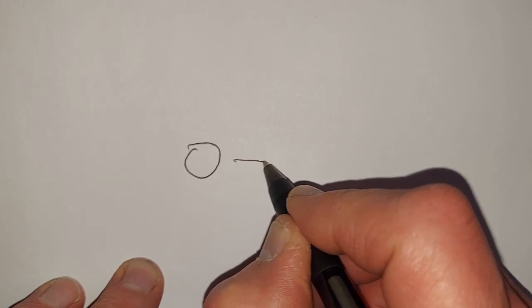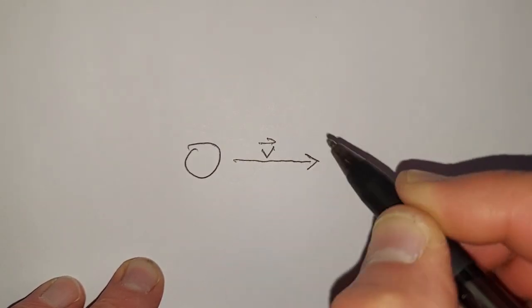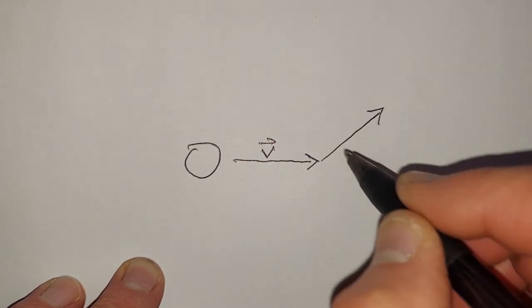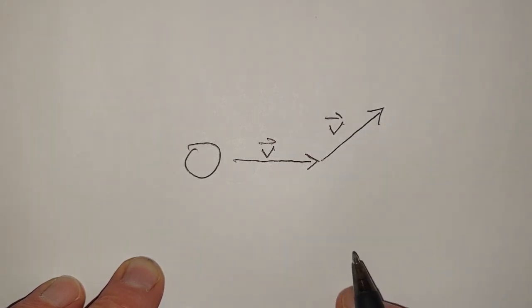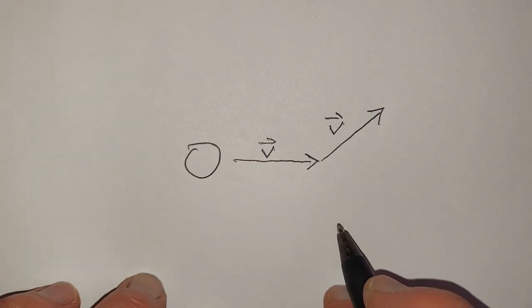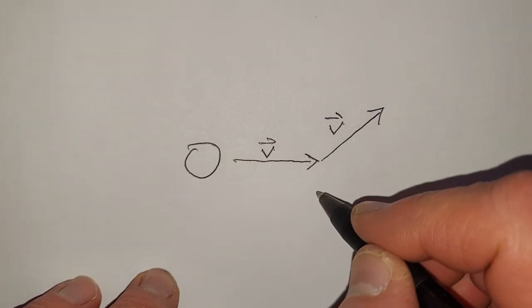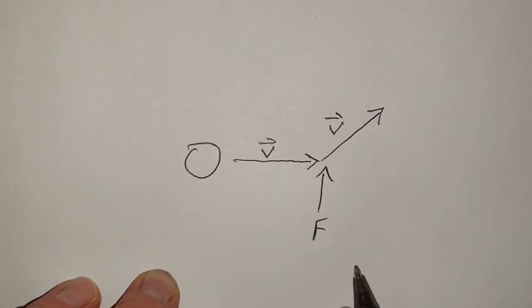Now, if an object is moving at a constant velocity, but it suddenly changes its velocity, even though the speed stays the same, the velocity changes. It's changed direction. That's because some force acted upon it.